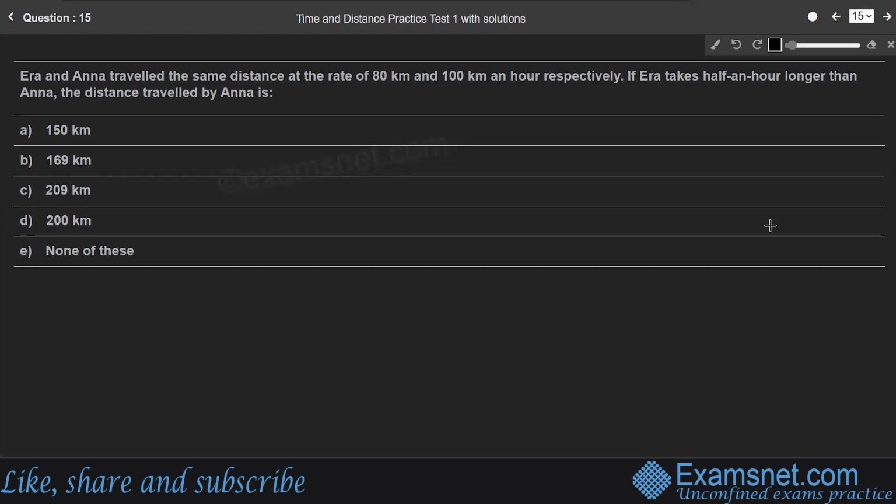Question number 15. Era and Anna traveled the same distance at the rate of 80 km and 100 km per hour, respectively. If Era takes half an hour longer than Anna, the distance traveled by Anna is. So here we'll consider the speeds of Era and Anna. So 80 kilometer per hour and 100 kilometer per hour, and both of them travel the same distance.